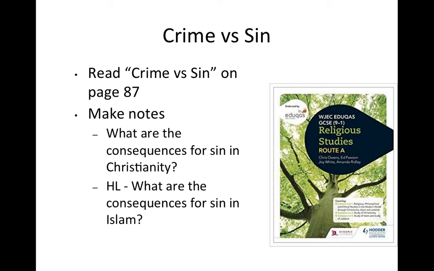And welcome back. In a nutshell, the consequences of sin for Christians are basically the knowledge that you have offended God. In some cases you can be cut off from the church. So for example, committing adultery in the Roman Catholic Church would mean you'd be excommunicated. You wouldn't be allowed to take part in church services such as communion and things like that.